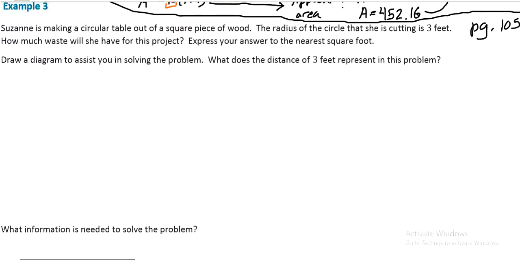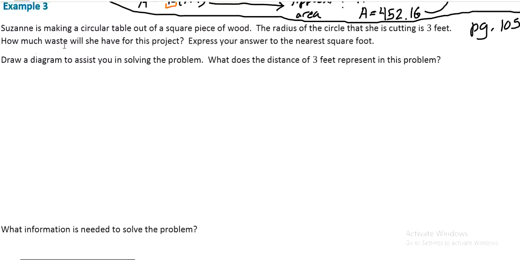This video is on example 3 from lesson 17 in the grade 7 module 3 book. It can be found on page 105. So in this one, Suzanne is making a circular table out of a square piece of wood. The radius of the circle that she is cutting is 3 feet.